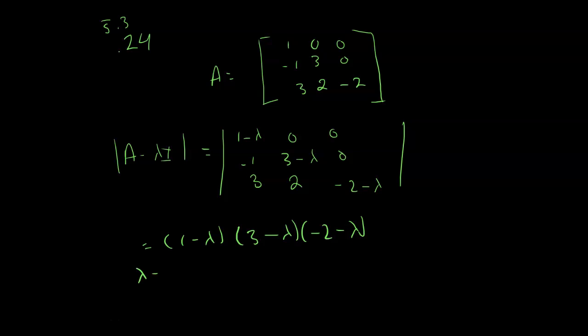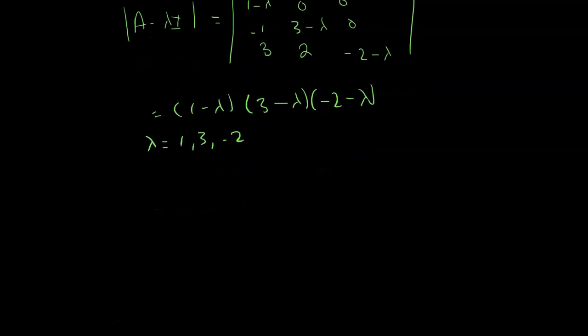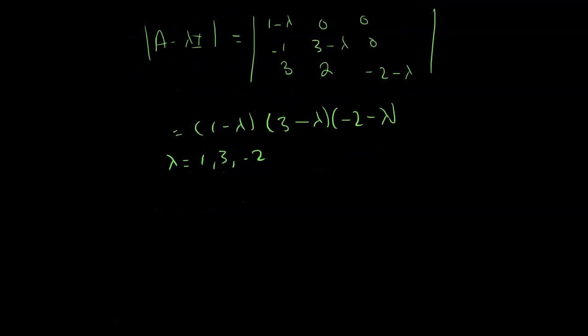So we say lambda then is equal to 1, 3, or negative 2. So we have these three distinct eigenvalues, and we want to find the eigenvectors for these. Notice whenever we do that, if we're plugging in each of these, we're going to lose one of our elements there. So let's plug in lambda 1, we'll call the first one.